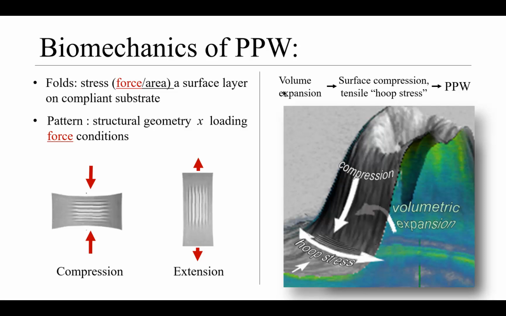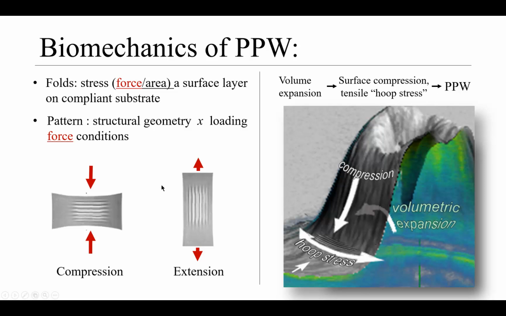In the study that we published, we found that these peripapillary wrinkles correlated with the degree of volume expansion, which in experimental models causes compressive forces on the surface. And when the base is constrained, you develop a hoop stress, which is basically a tensile force at its base. That's what gives rise to peripapillary wrinkles.